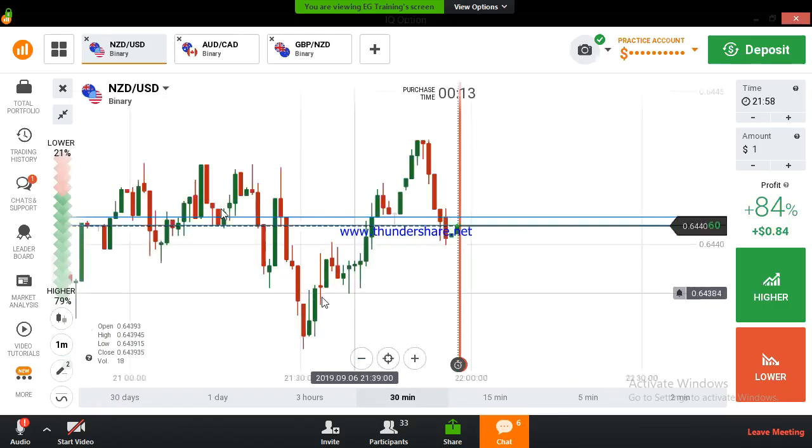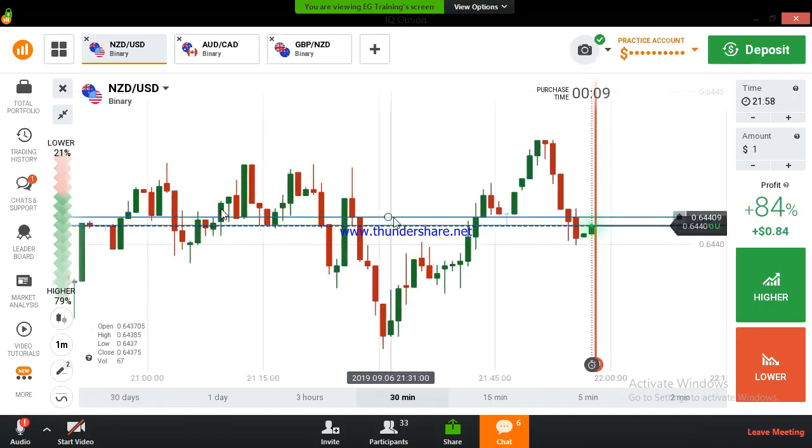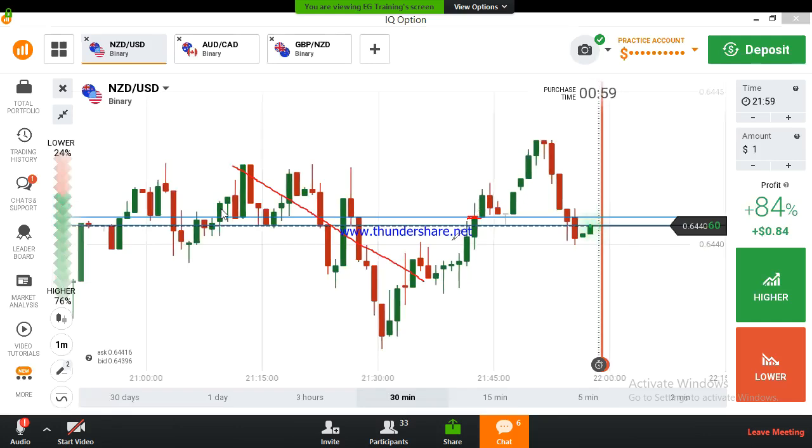And here, this is a strong level. The trend is a downtrend. The candle closed just at the level. So we can place our trade on a lower option if we get any confirmation in this candle.